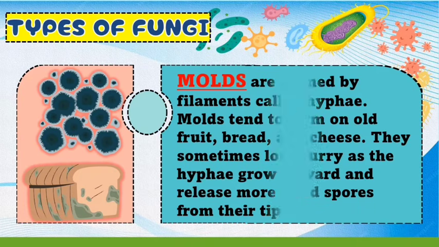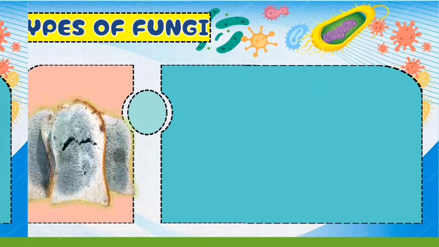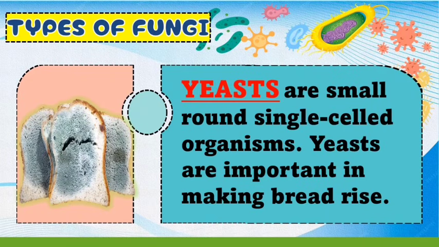Molds are formed by filaments called hyphae. Molds tend to form on old fruit, bread, and cheese. They sometimes look furry as the hyphae grow upward and release more mold spores from their tips. Yeast are small, round, single-cell organisms. Yeasts are important in baking bread, rice.